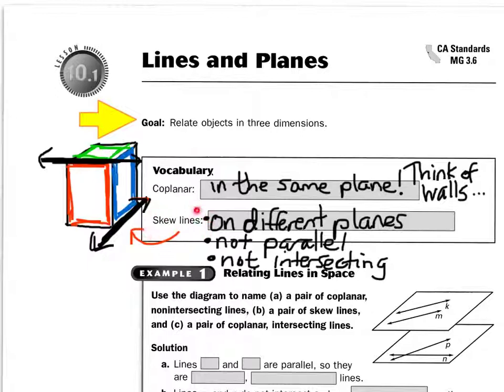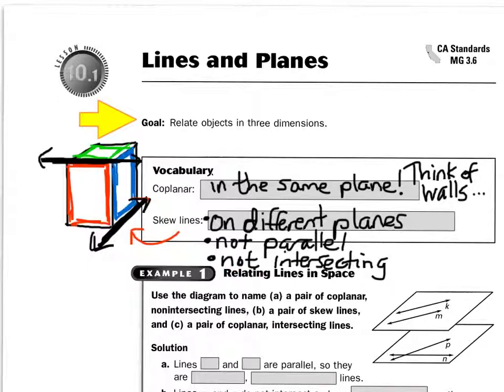So skew lines, now this is a weird thing. Skew lines have to be on different planes, so basically on different walls. And those lines are not parallel. Remember, parallel means they're right next to each other, but they never, ever, ever touch. And they also do not intersect.